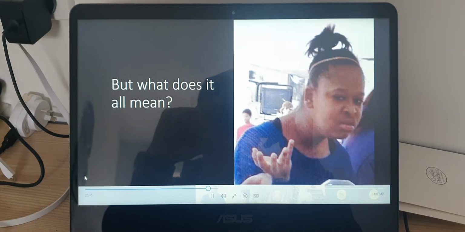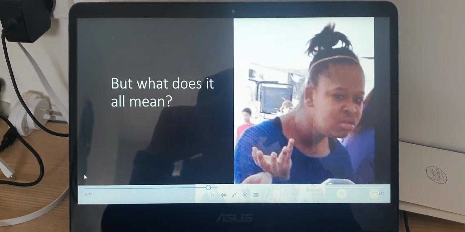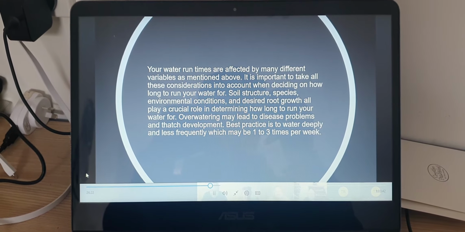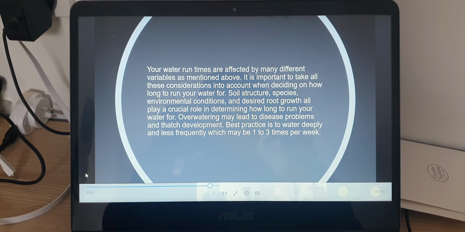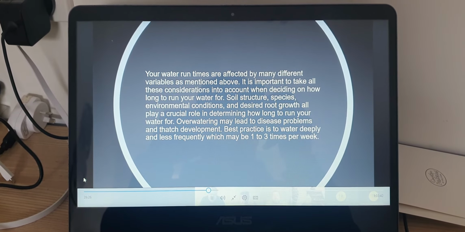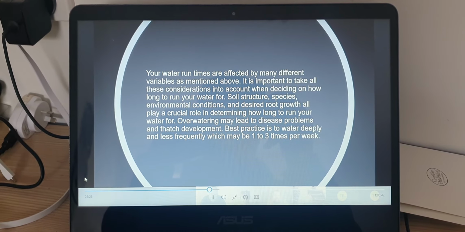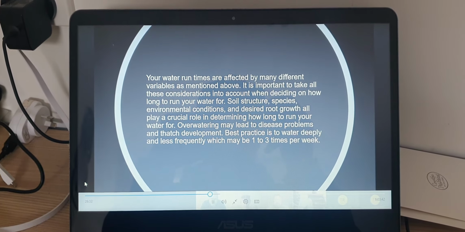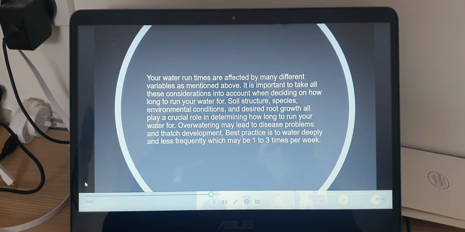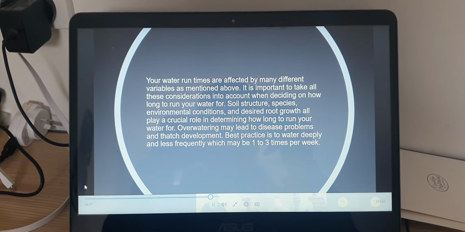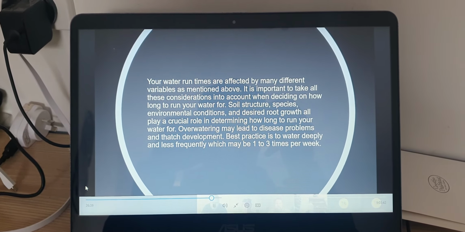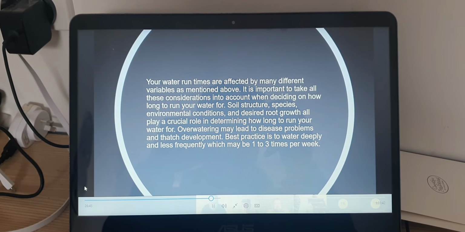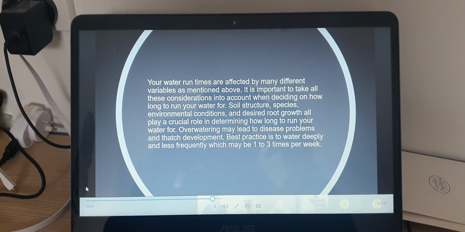But what does this all mean, you may be asking yourself? Your water run times are affected by many different variables as mentioned above. It is important to take all these considerations into account when deciding on how long to run your water for. Soil structure, species, environmental conditions and desired root growth all play a crucial role in determining how long to run your water for. Overwatering may lead to disease problems and thatch development. Best practice is to water deeply and less frequently, which may be 1 to 3 times a week.